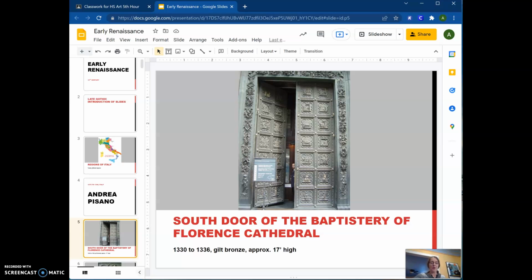All right, we're going to pick up where we left off. So we're looking at the south door of the Baptistry of Florence Cathedral, designed by Andrea Pisano. Now we're going to look at it a little bit more carefully.